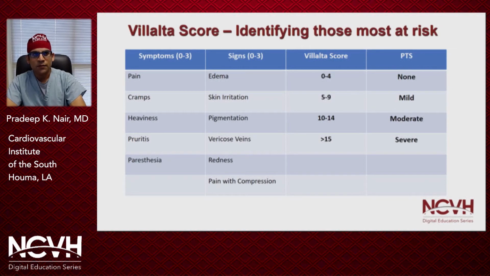Important to understand, especially when we deal with patients with DVT, is the Villalta score. And this is a scoring system from 0 to 3, looking at various parameters, with 3 being the highest rating. A score of 10 to 14 would mean that the patient has a moderate risk for post-thrombotic syndrome and greater than 15, a severe risk for post-thrombotic syndrome. These are the patients you want to consider for earlier thrombectomy and cath lab interventions.